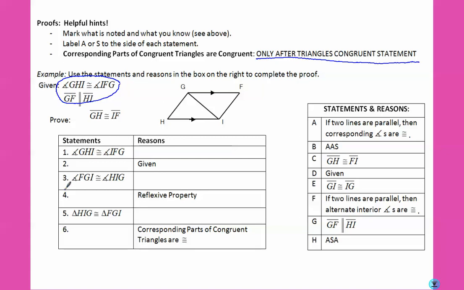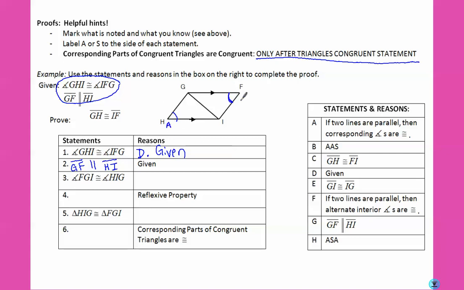So we're given 2 things here. Angle GHI is congruent to angle IFG. That was given, so that would be letter D, given. And then we know something else is given, that GF is parallel to HI. So I'm going to mark those things in my picture. Angle GHI is that angle here. IFG is this angle here.